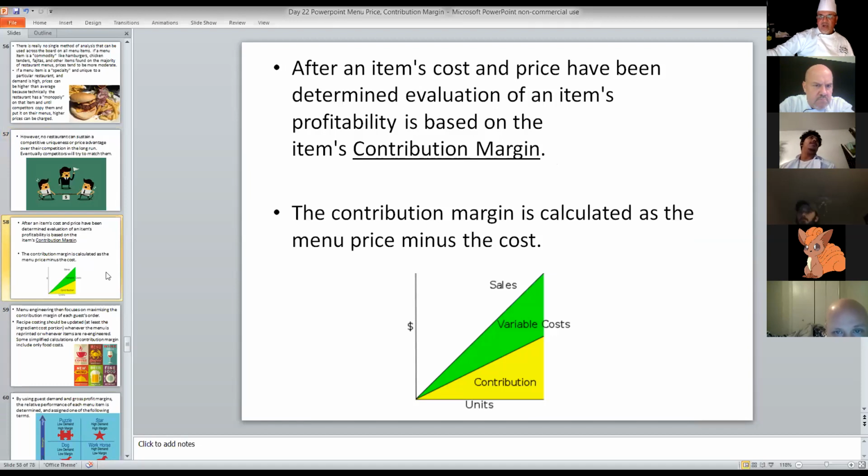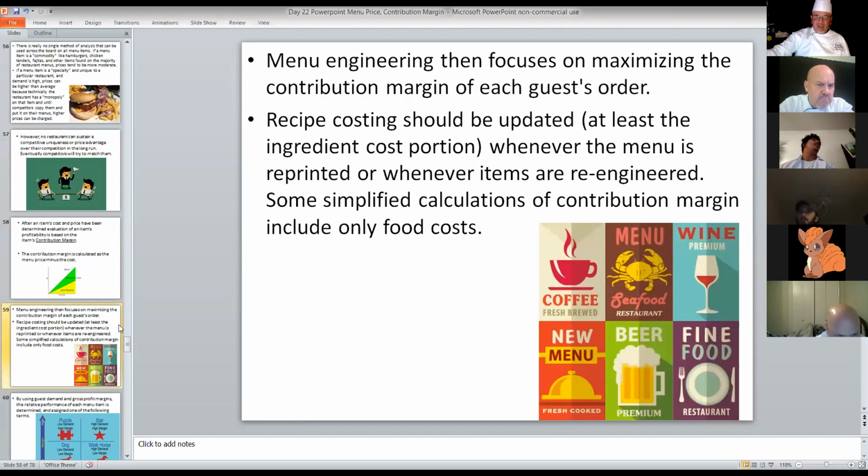After item cost and the price have been determined, evaluation of an item's profitability is based on the item's contribution margin. Contribution margin is calculated as the menu price minus the menu cost. Menu engineering then focuses on maximizing the contribution margin that each guest orders.